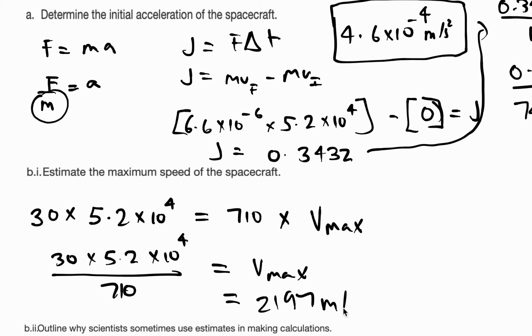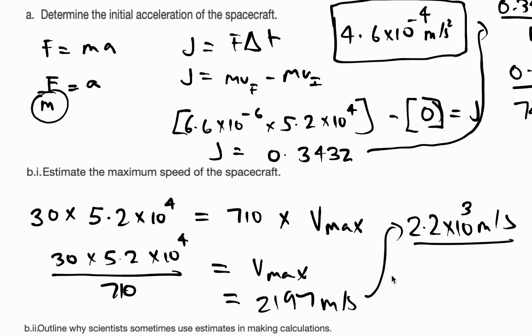2197 meters per second. And if I rewrite this, I can just say 2.2 into 10 to the power of 3 meters per second. That's scientific notation. Okay, so you have to always consider the significant figures. So that's the maximum speed of the spacecraft.